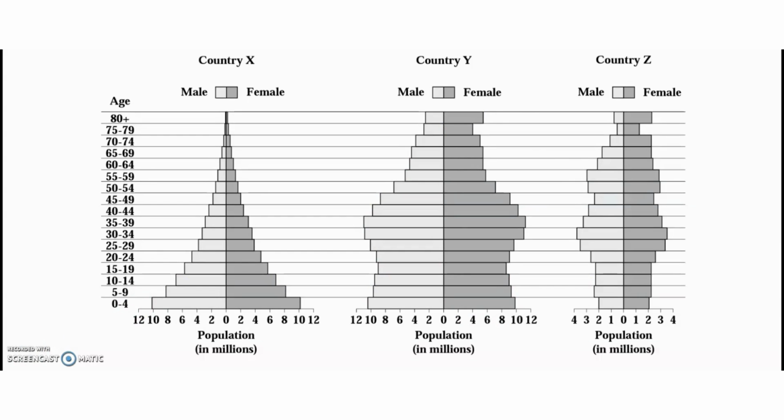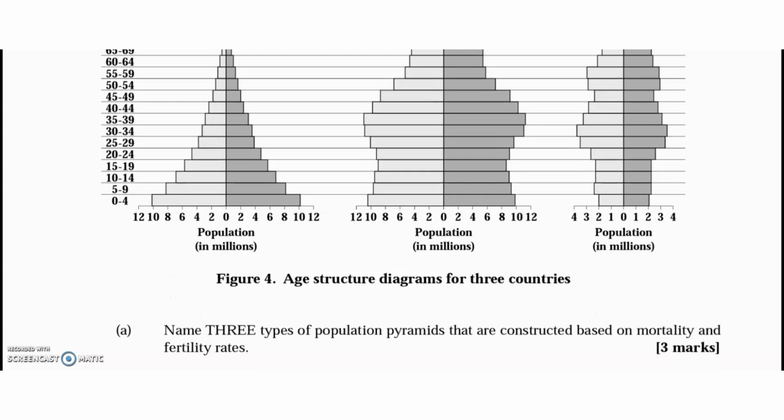Now, if you look at the diagrams, we're seeing country X has a very broad base. Country Y, technically the base is relatively broad as well, but we realize that these areas here are actually being filled up. And country Z has a very narrow base, but at the same time, the whole pyramid is relatively narrow, constricted. Now, the first question simply asks us here, name 3 types of population pyramids that are constructed based on mortality and fertility rates.